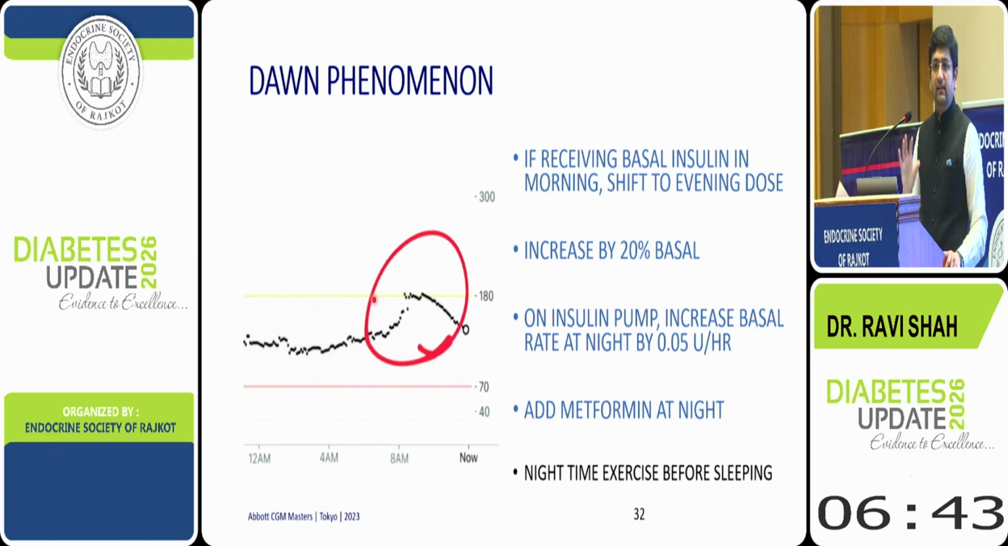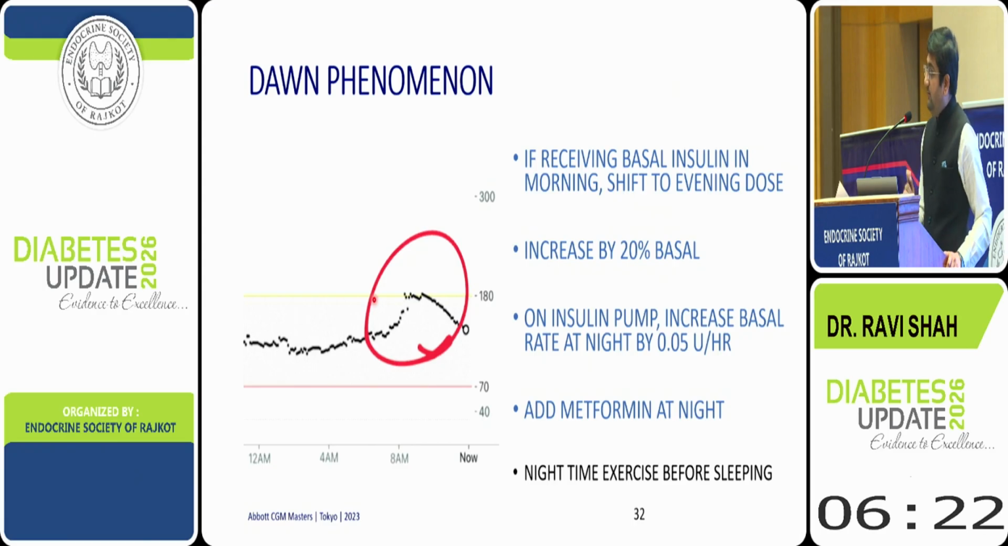So now, how can you tackle this rise in glucose? So this is called as dawn phenomena. So the first thing which we need to be sure of is that anytime the patient is on glargine, while we consider glargine as a once daily insulin, its average duration of action is 18 to 20 hours. So if the patient is receiving glargine in the morning, we should be shifting it to night.